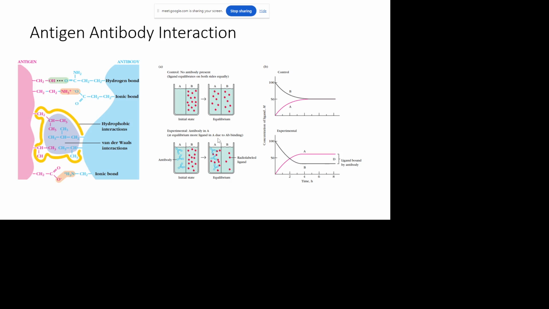And one thing I forgot to mention, that these antigenic fragments are radio labeled. So you can easily measure their concentration by the radioactive intensity, and that's how this graph has been plotted. So when you put an antibody in this compartment A, then what will happen? Antigens from compartment B will start migrating to compartment A, and some of them will be bound, right?